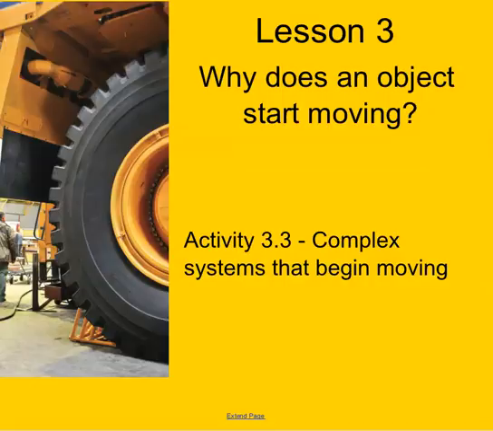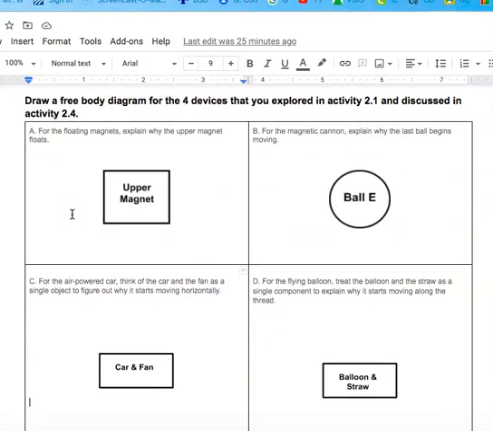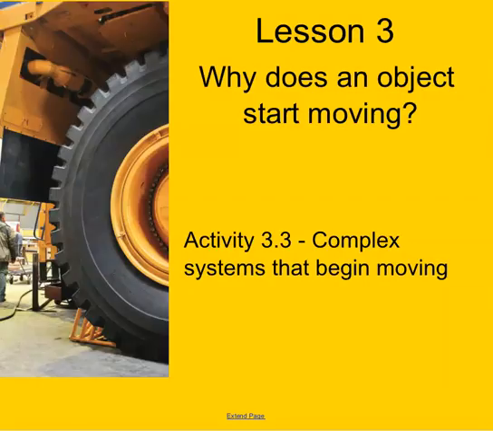So the first thing we're going to do is go through the answers to A, B, C, and D. What you were supposed to do is create a free body diagram for each of the four different phenomena that you explored in activity 2.1 and we discussed in activity 2.4. To help you out, I created the beginning of the free body diagram. All you have to do is put the arrows in and label the arrows for each of the forces that are being applied to each of these objects. So let's go ahead and get started with the answer key.